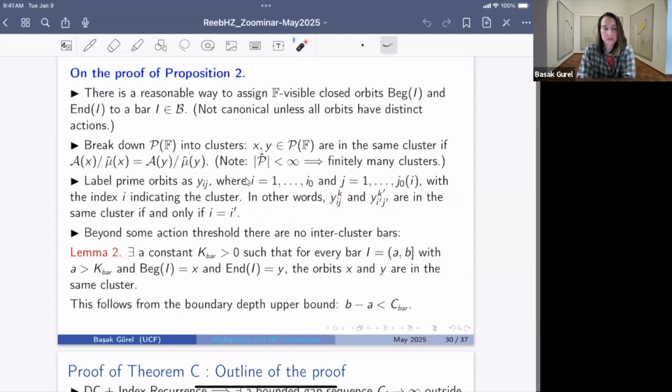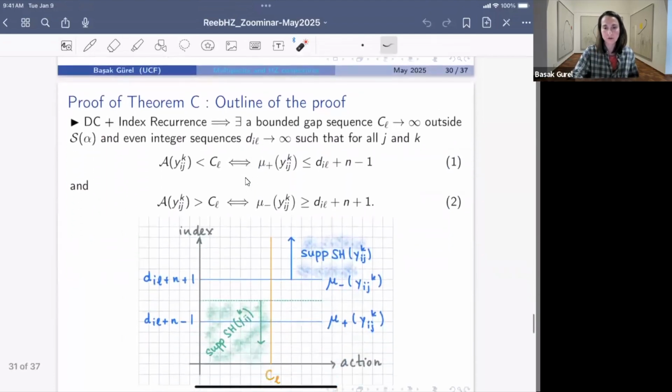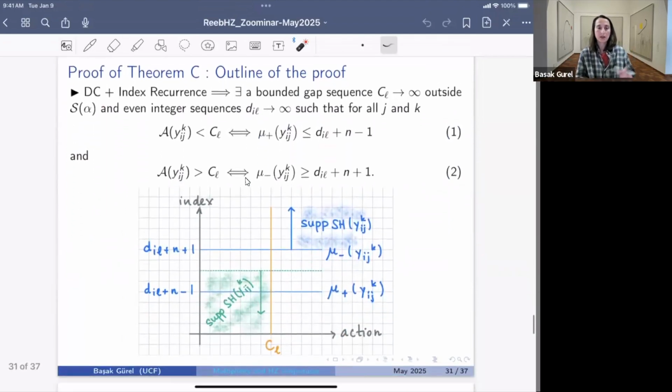Now there comes lemma 2, which again essentially follows from the boundary depth upper bound. It will tell us that beyond some action threshold, if your beginning value is bigger than this, you're not going to have intercluster bars. In other words, you have these clusters, but the only bars you're going to have will be within the same cluster, and that's it, if your bar is beyond this action threshold. That's not a difficult thing to show using the boundary depth upper bound.